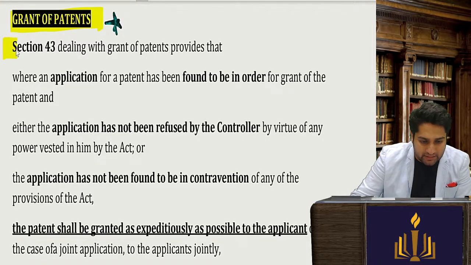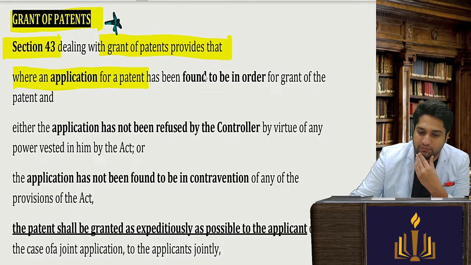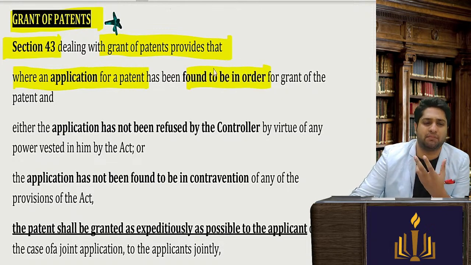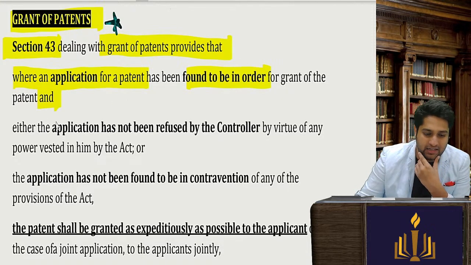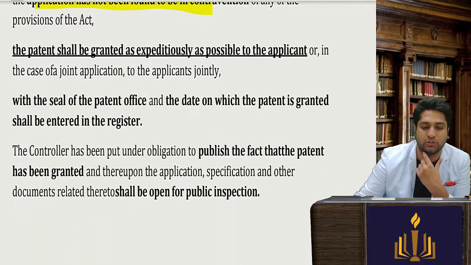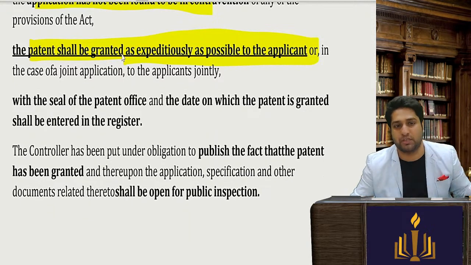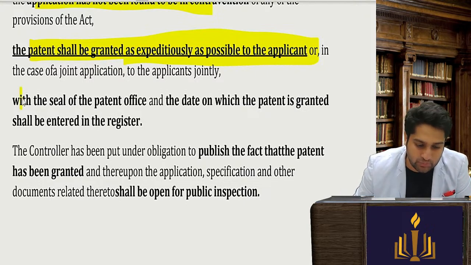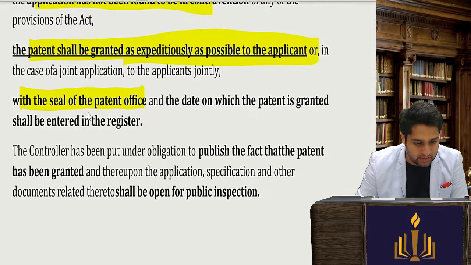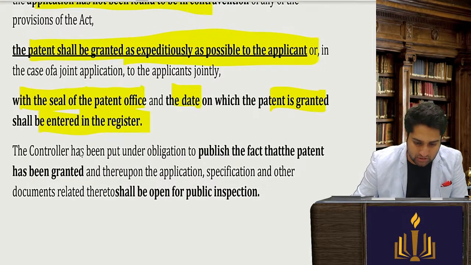Section 43, dealing with the grants of patents, provides that where an application for patent has been found to be in order, everything is in place, and the application has not been refused and the application is not in contravention of the law, then obviously the patent should be granted as expeditiously as possible. As soon as possible it should be granted, and that too with the seal of the patent office. And the date on which the patent is granted is to be entered in the register.